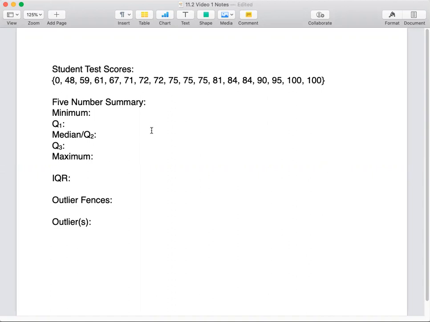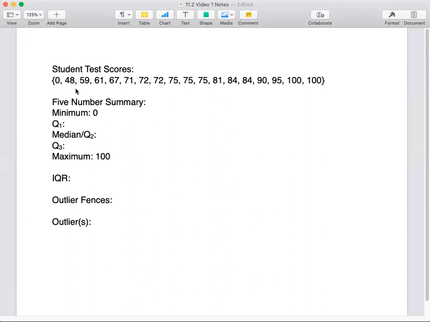Now, our maximum is pretty easy to find in the data because it's the number that's the farthest to the right when it's ordered from smallest to largest, aka 100. And on a test, it shouldn't be a surprise that our max is 100. Our min, on the other hand, in this example is a 0. So those are our minimum and maximum scores. Now let's go ahead and find our median.